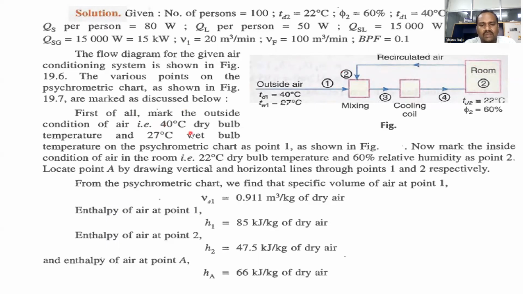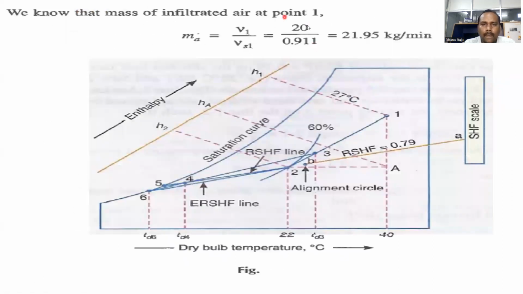So you need to locate points. Point 1 is given as 40, 27, and point 2 is given as 22 and 60%. Locate the points on the psychrometric chart. After locating 1 and 2, we get the specific volume as 0.911, H1 is 85, H2 is 47.5, and HA is 66. How to take HA, I will show here. So we need to locate 1 here, which is 40 and 27 degrees centigrade, and locate point 2 here, which is 22 degrees and relative humidity 60%.